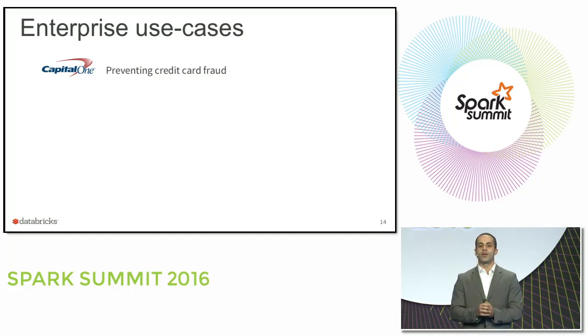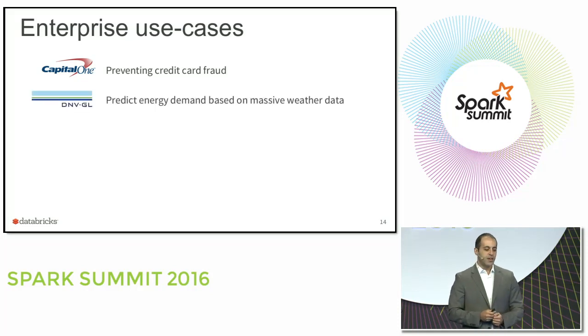How do you prevent credit card fraud? This talk is, I think, in half an hour. DNVGL, Industrial IT, talking about predicting energy demand. They have massive amounts of weather data, and they use the Databricks platform and Spark, and then they can predict price and changes that are occurring.